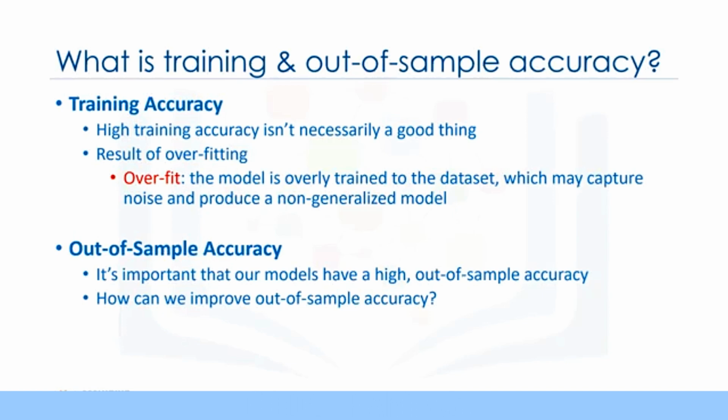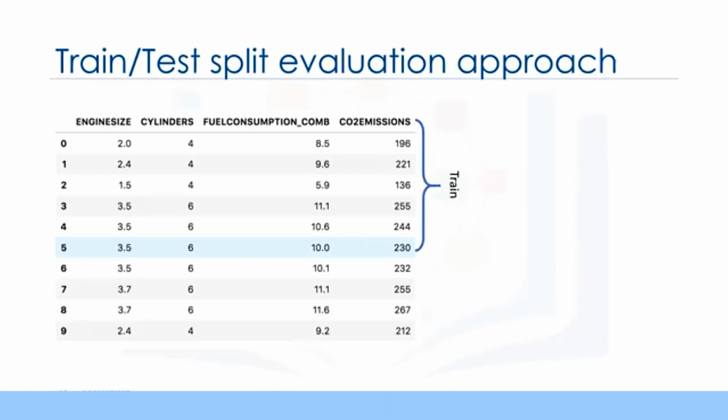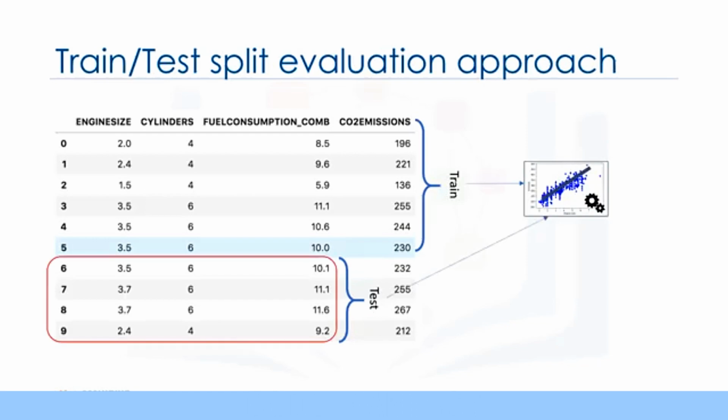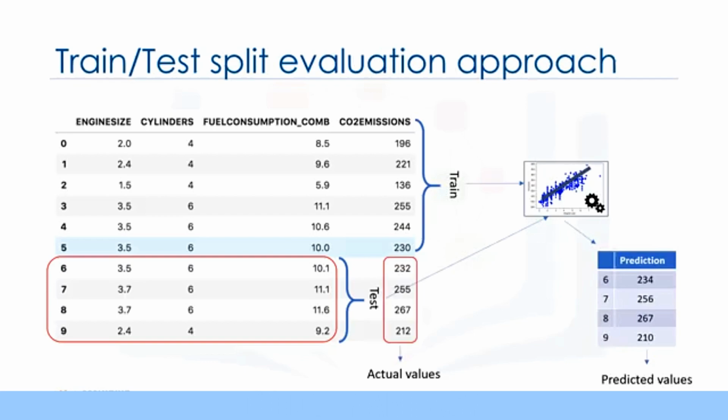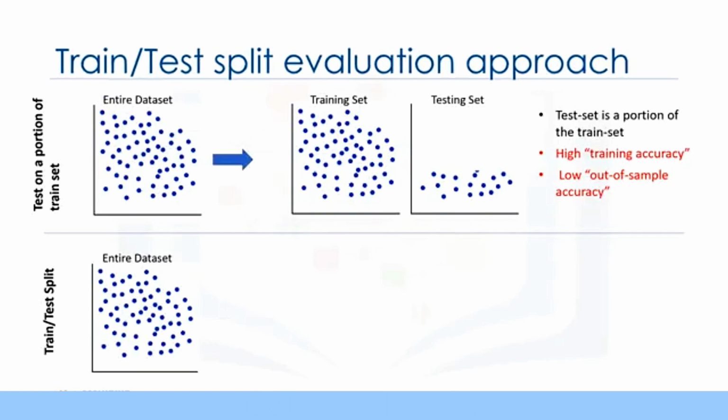One way is to use another evaluation approach called train-test split. In this approach, we select a portion of our dataset for training, for example, rows 0 to 5, and the rest is used for testing, for example, rows 6 to 9. The model is built on the training set. Then, the test feature set is passed to the model for prediction. And finally, the predicted values for the test set are compared with the actual values of the testing set. This second evaluation approach is called train-test split.